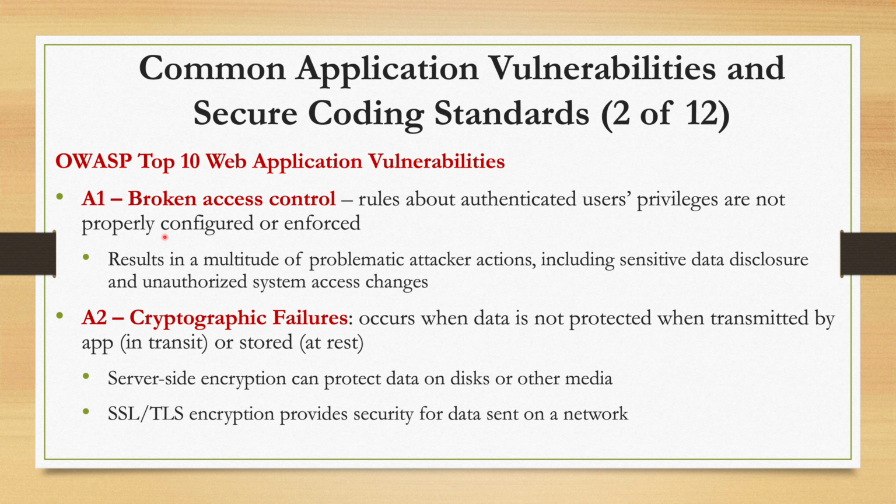Now, the first one, we got the A1 broken access control. Rules about the authenticated user privileges are not properly configured. So, this vulnerability arises when applications fail to enforce access controls properly, allowing attackers to access or modify unauthorized resources. Examples include accessing other users' data, or modifying permissions or escalating privilege.